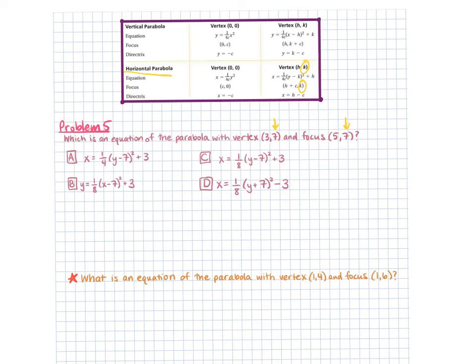So that means it's going to be this equation. So it's going to be x with the y squared. And then you're just going to be subtracting your k. So this is going to be x equals 1 over 4c. In this case, this is h plus c. Since our h is 3, this is 3 plus 2 to get 5. So c is 2. So this is going to be 1 over 8 times y minus our k, which is 7, squared, and then plus h, which was 3.